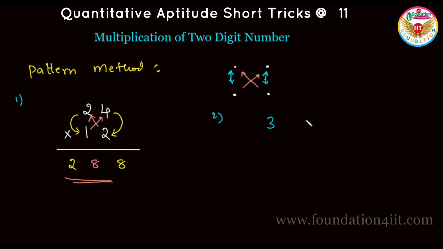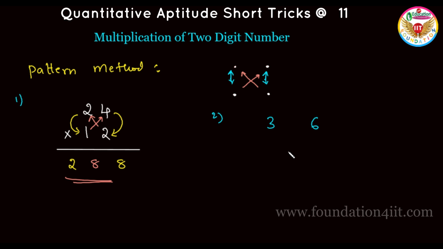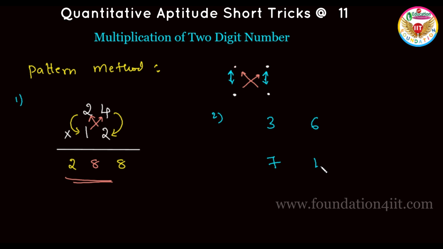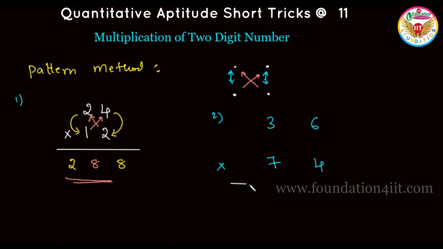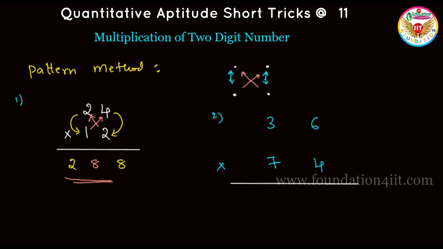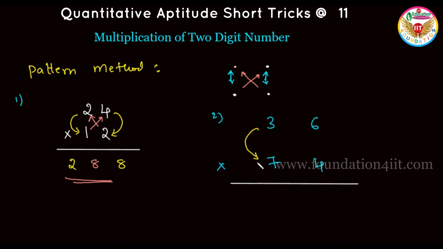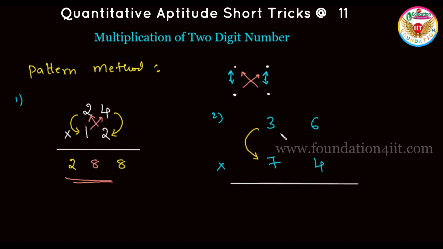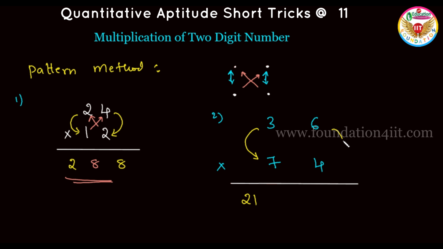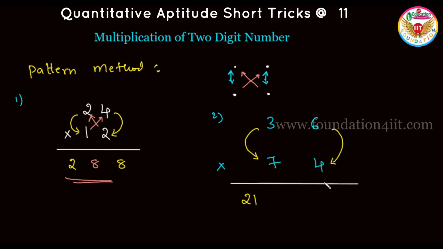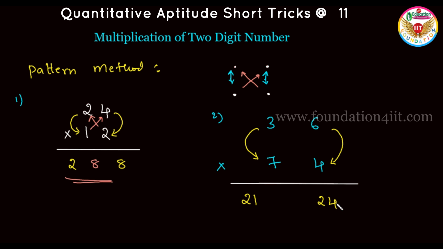Let me take 36 multiplied with 74. According to the pattern, we first multiply the left side numbers. Once you practice by observing, you can do these calculations without any calculator. 3 times 7, so 21 you write. 6 times 4, 24. Then the middle two numbers.